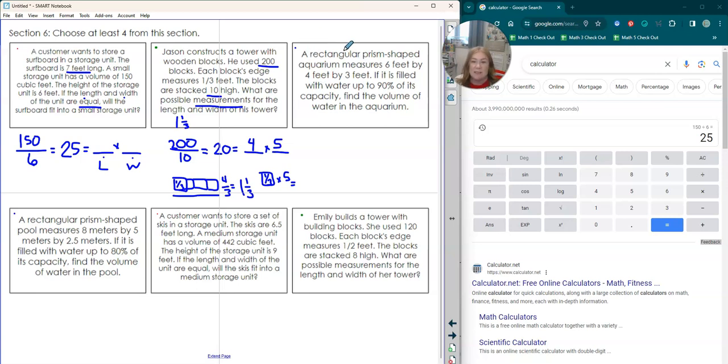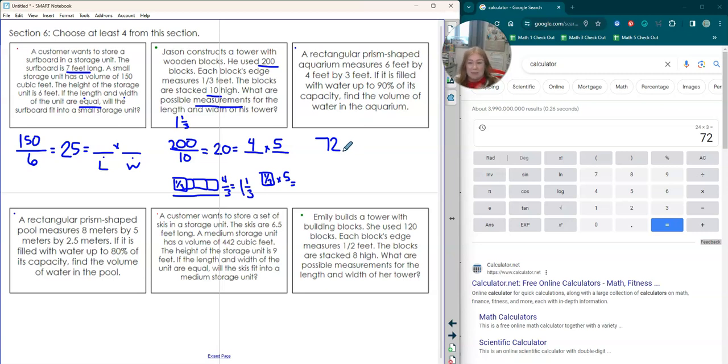Okay, this next one says a rectangular prism-shaped aquarium measures 6 feet by 4 feet by 3 feet. If it is filled up to 90% of its capacity, find the volume of water. So we know what the whole thing is, but it's not filled up all the way, right? There's usually a little bit at the top they don't fill. So it doesn't make a big mess. So let's start and find the aquarium. So 6 times 4 is 24. I have 3 of those, 3 24s, not plus, I keep doing that, is 72. So my total is 72 cubic feet.